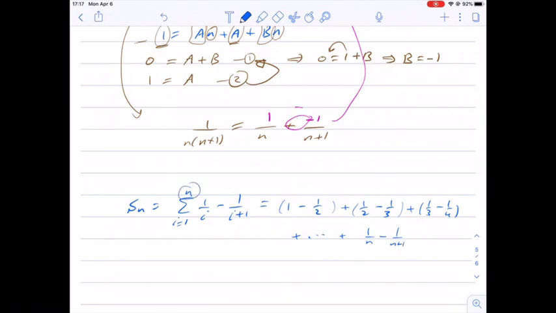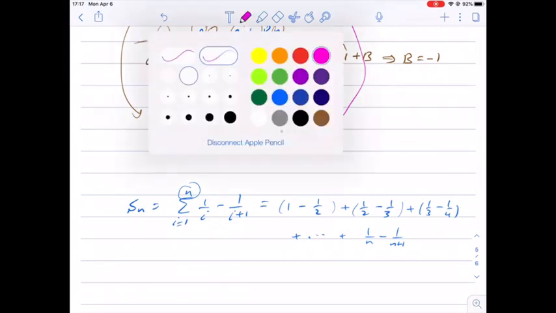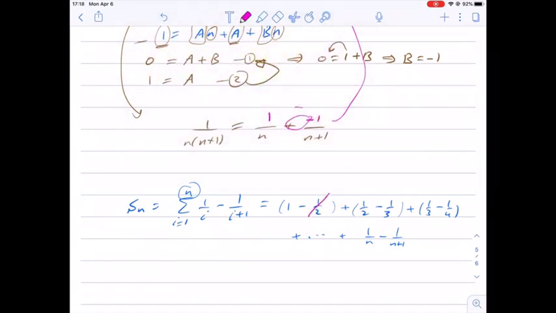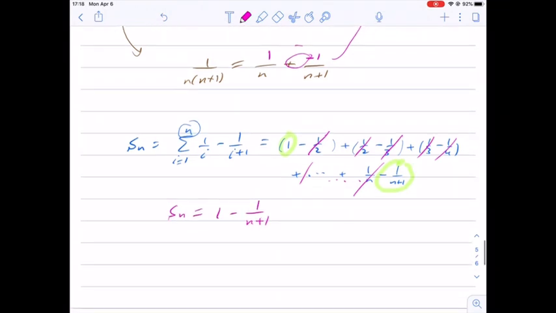continue this expansion up to 1 over n when you substitute the last term, and the last term is obtained by substituting i equals n, so we obtain 1 over n minus 1 over n plus 1. Now if we cancel these terms, -1/2 plus 1/2, -1/3 plus 1/3, -1/4 plus 1/4, and so on, we find that what is left here is the first term and the last term. So the sum Sn is 1 minus 1 over n plus 1.